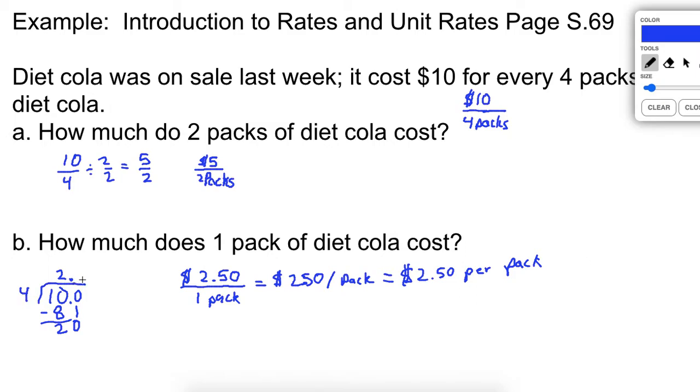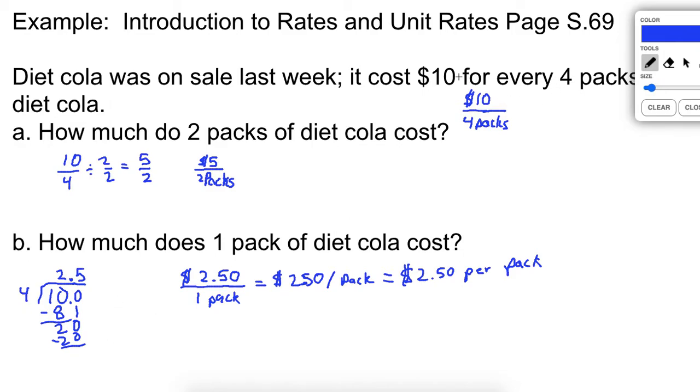4 goes into 20 5 times. So subtract that down, and we get 2.5, which would be $2.50, because we're talking about the tenths place there, so it'd be $2.50. So the way we can calculate what's called our unit rate is through division. And this is what you're going to be doing to calculate your unit rate.